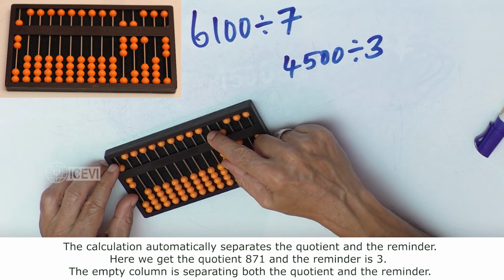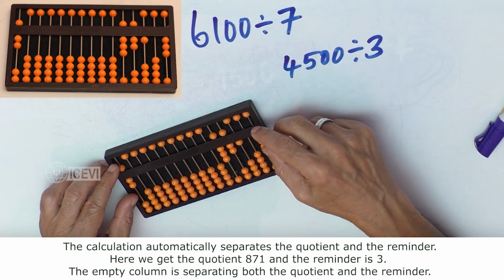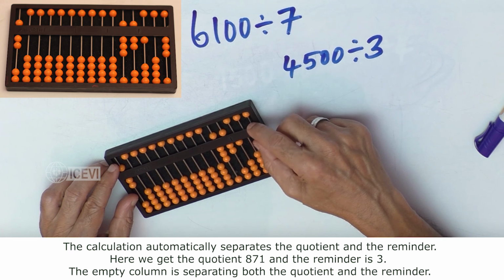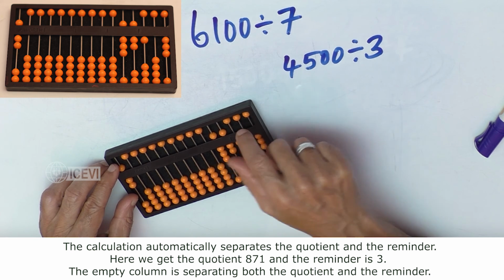Here we get 871 as the quotient and 3 as the remainder. The empty column is separating both the quotient and the remainder.